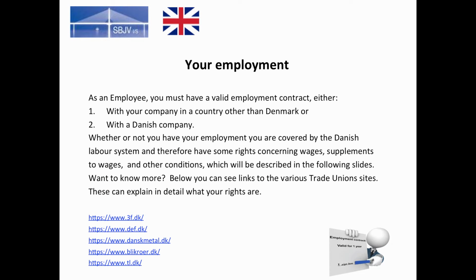Your employment. As an employee, you must have a valid employment contract, either with your company in a country other than Denmark or with a Danish company. Whether or not you have your employment, you are covered by the Danish labor system and therefore have some rights concerning wages, supplements to wages, and other conditions, which will be described in the following slides. Want to know more? Below you can see links to the various trade union sites. These can explain in detail what your rights are.